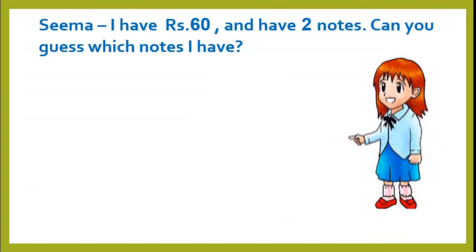She is Sima. What she said, I have rupees 60 and have 2 notes. Can you guess which notes I have? Total amount is rupees 60. Remember this. And number of notes only 2. Both conditions we must follow. Okay. Means can you guess, dear students, which all notes she has?